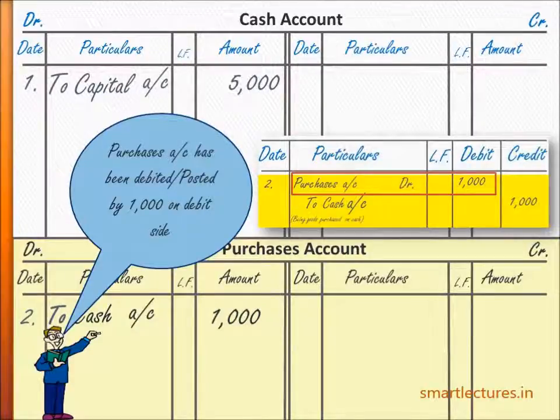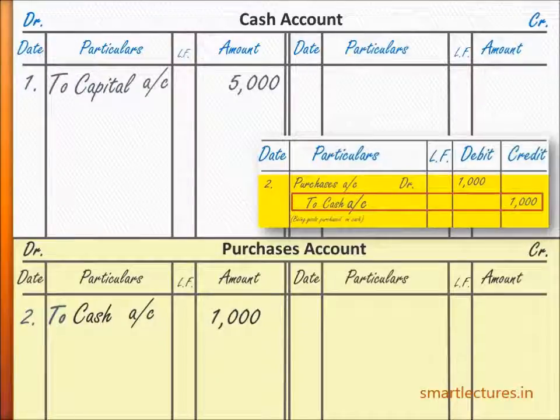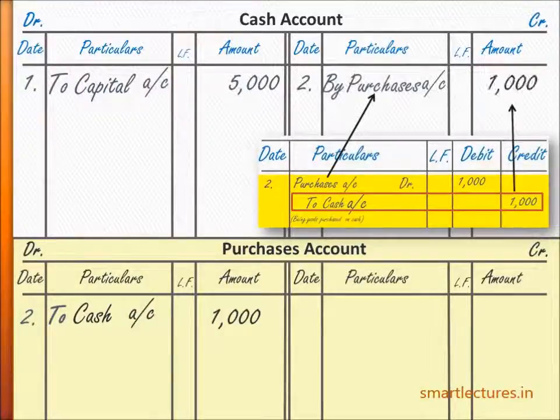Now, to cash account rupees 1,000. So come to the cash account, and cash account has been credited by rupees 1,000 in the journal entry. The same thing will be done in ledger posting, meaning cash account will be credited by rupees 1,000, or we can say we have to write down rupees 1,000 on the credit side in the amount column, and the narration will be "By purchases account".